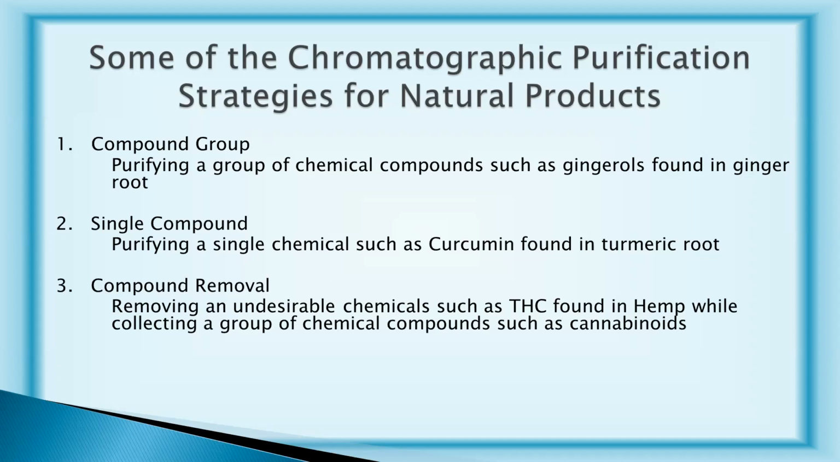And then finally, you may want compound removal. And this has been quite a discussion in the area of hemp, where there are amounts of THC that come along with hemp, and you're trying to produce a CBD product, but you need to remove the THC. So preparative chromatography can be used to, and we'll show some examples of this, remove THC from hemp and reduce its percentage so that it becomes a legal product for transport.